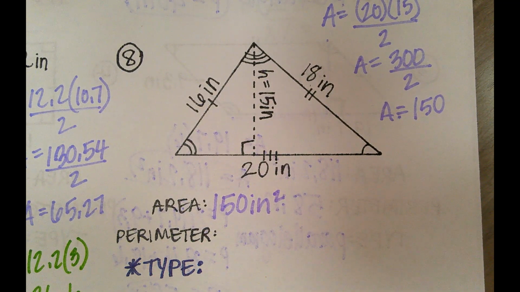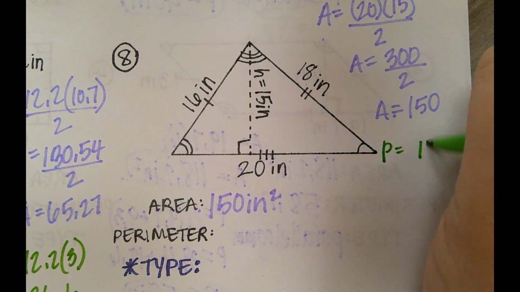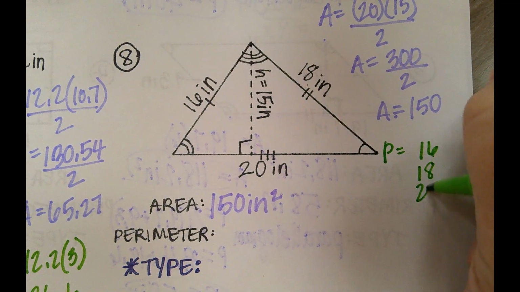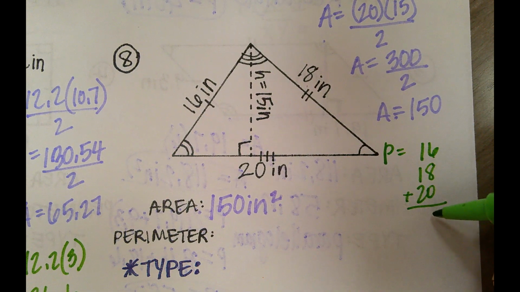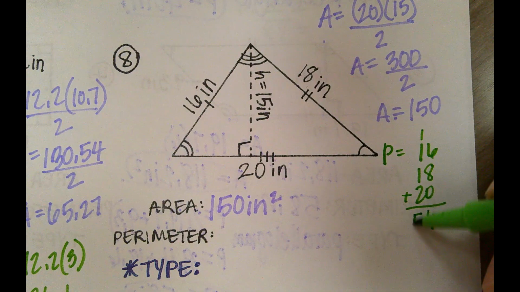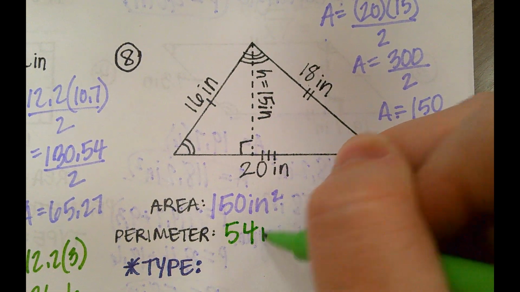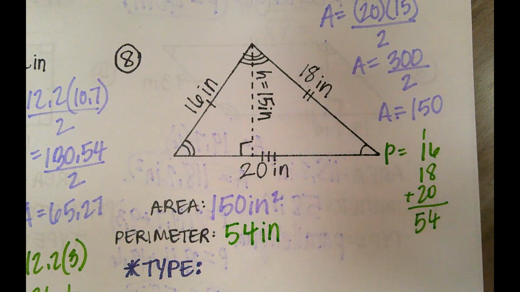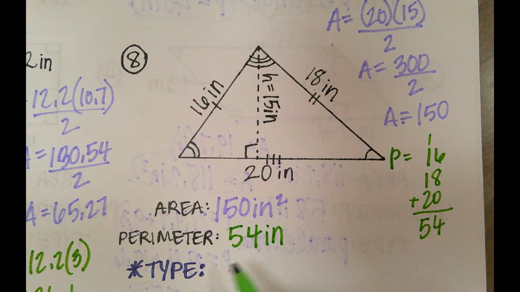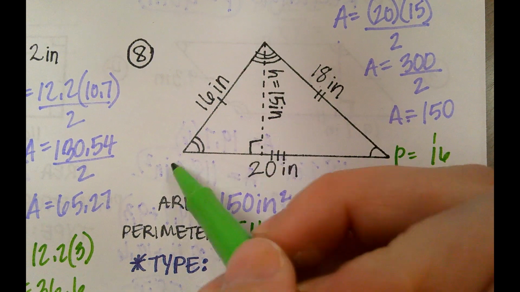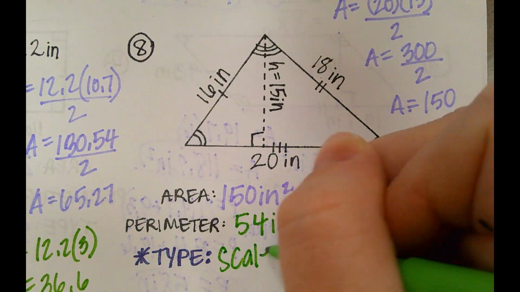And perimeter. 16 plus 18 plus 20. Good. 54 units. It's inches. Perfect. 150 inches squared for area. Perimeter is 54 inches, and all 3 sides are different. So this is a scalene triangle.